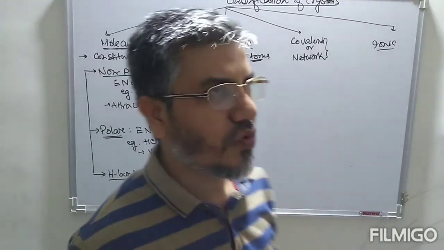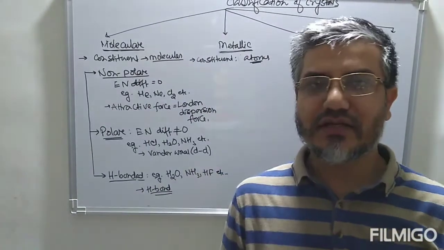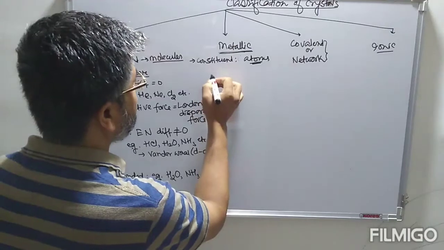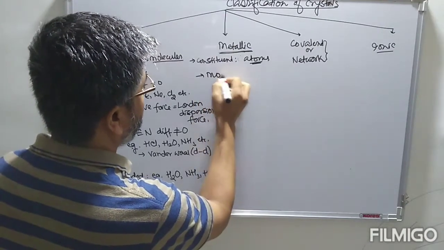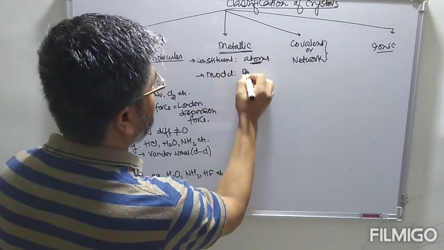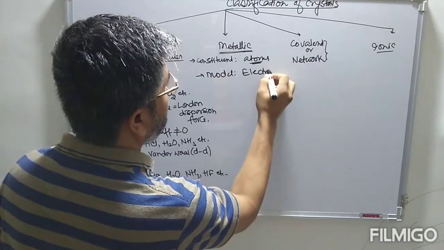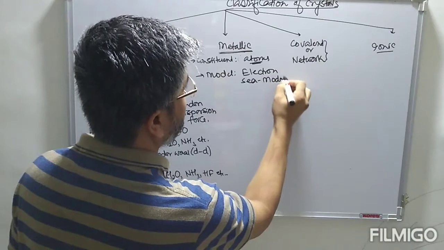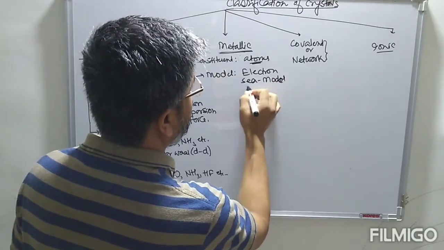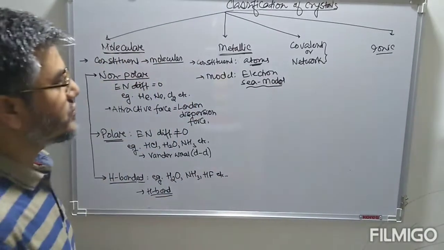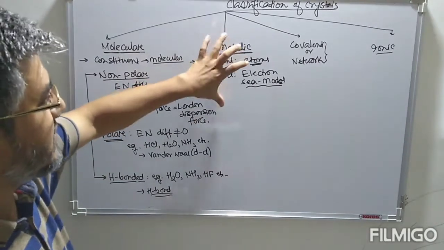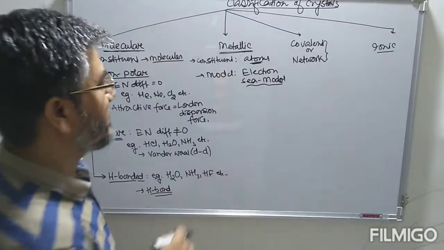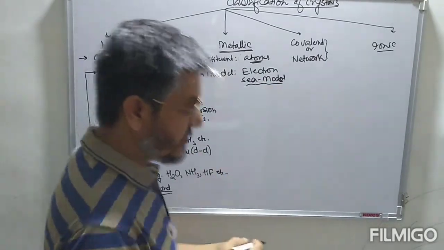Now the structure of a metal is defined by a model which is known as the electron sea model. So it's a very important model which is used to describe the crystalline structure of metals, or metallic bonding. So let me give you a brief on what the electron sea model is.